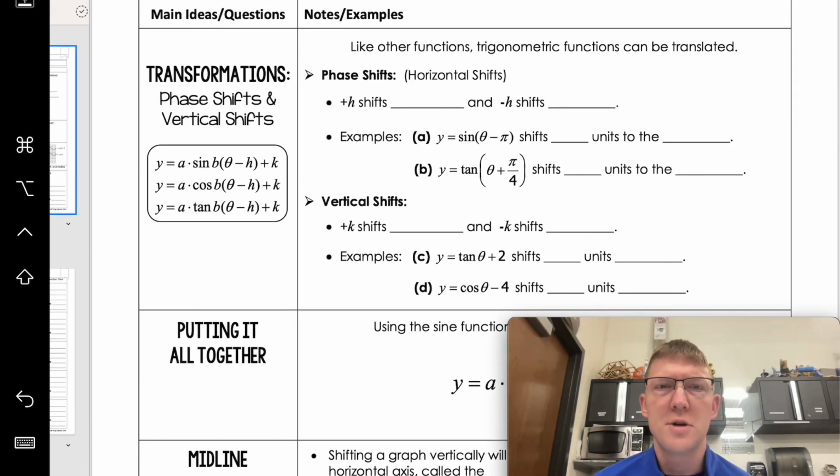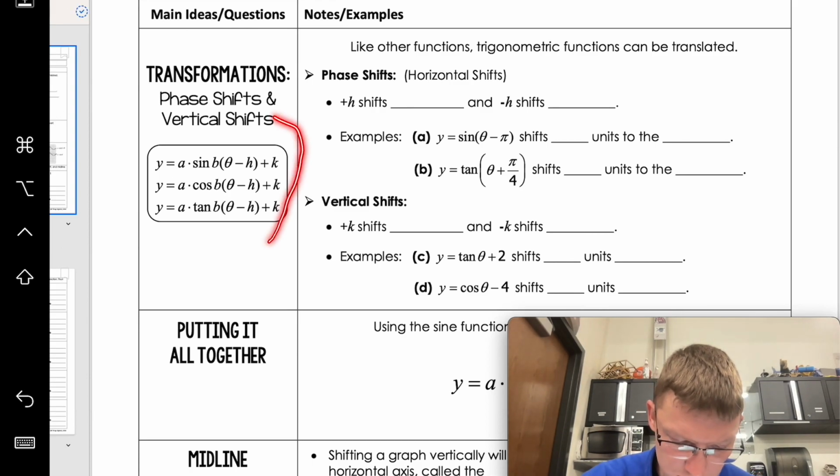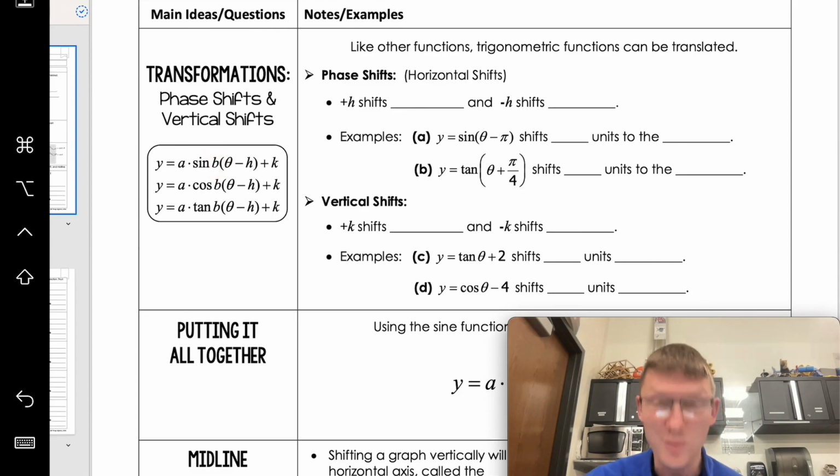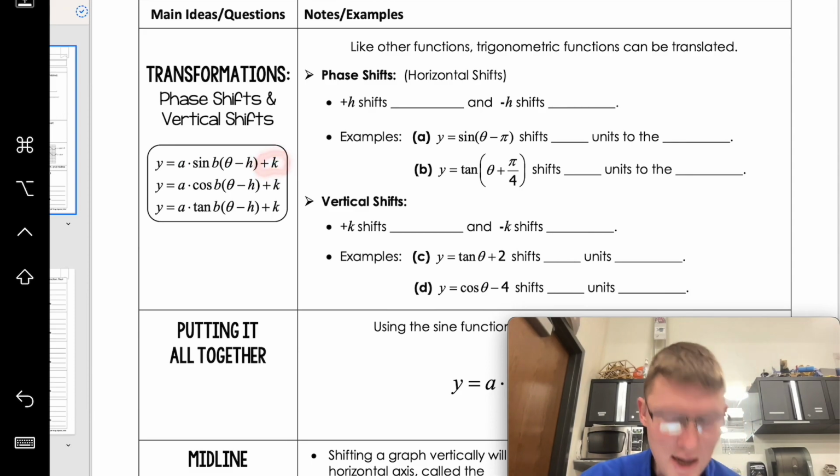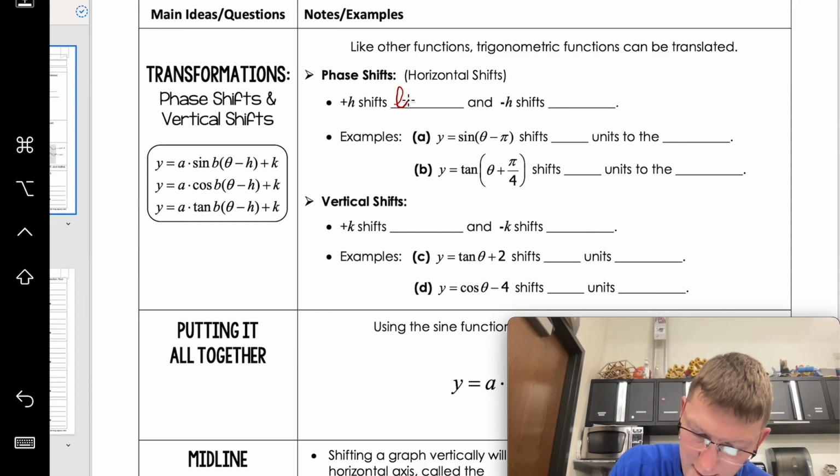Okay, like I said in the introduction, we're doing transformations. So we're just going to do phase shifts, vertical shifts, things like that. If we're looking at our standard trig function, notice how we've got our amplitude, we've talked about that, and our b, that's going to help determine the period. But if we have theta minus h and then plus k on the outside, that's going to do some very familiar things. So if we have a positive h, it is going to shift left.